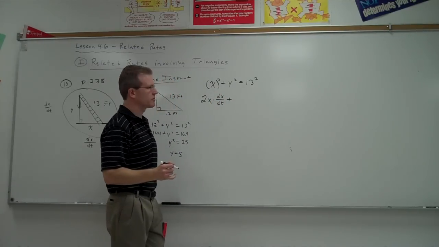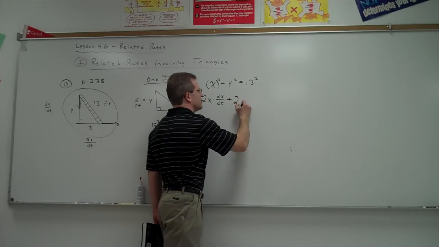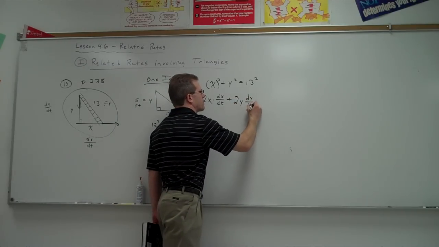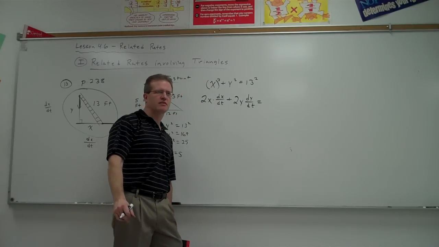What's the derivative of y squared with respect to time? 2y times dy dt. Good. 2y times dy dt. 13 squared, that's 169. What's the derivative of 169? 0. 0. Good.